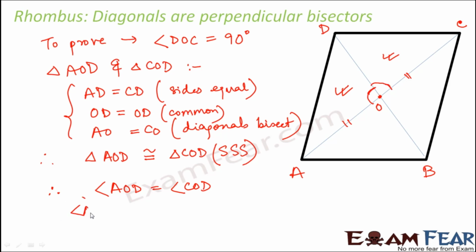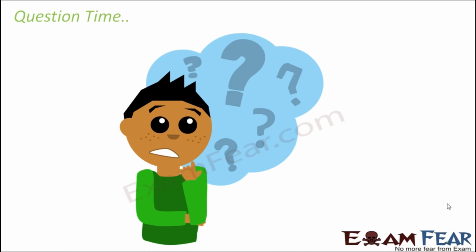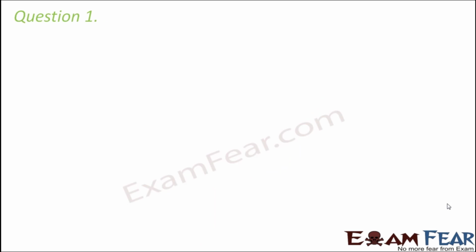But at the same time, we see that angle AOD plus angle COD together form a straight line, which is 180 degrees. Therefore, angle AOD is equal to angle COD is equal to 180 degrees by 2, that is 90 degrees. So that's how we prove that the diagonals are perpendicular bisectors of each other in a rhombus. So with this learning on the special parallelograms, let us again look at a few questions.